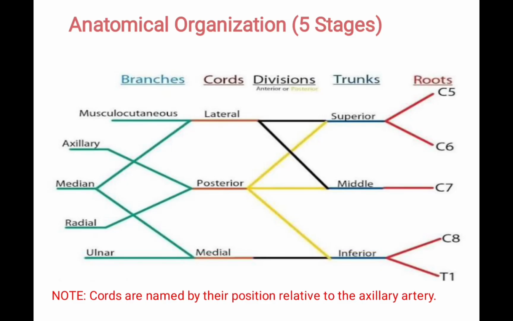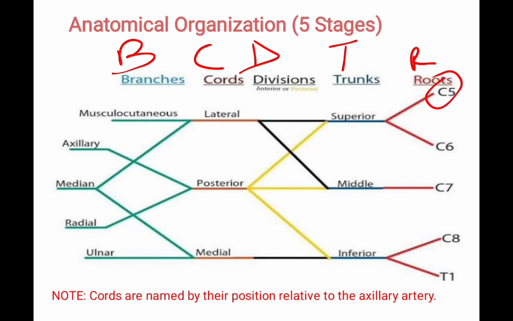Now, looking at the anatomical organization, the organization is in 5 stages. Remember we said read: R for roots, T for trunks, D for divisions, C for cords, and B for branches. So read the dem cadaver book. That's for the roots. We have C5, C6, C7, C8, T1 roots.